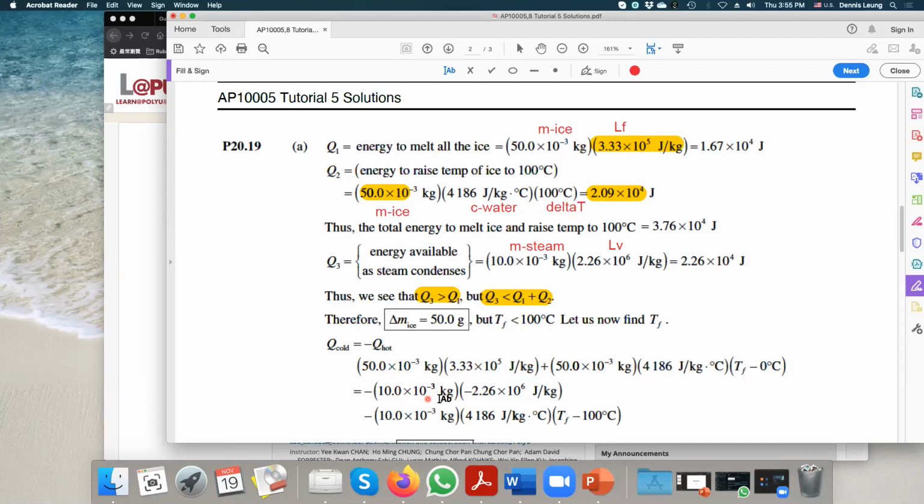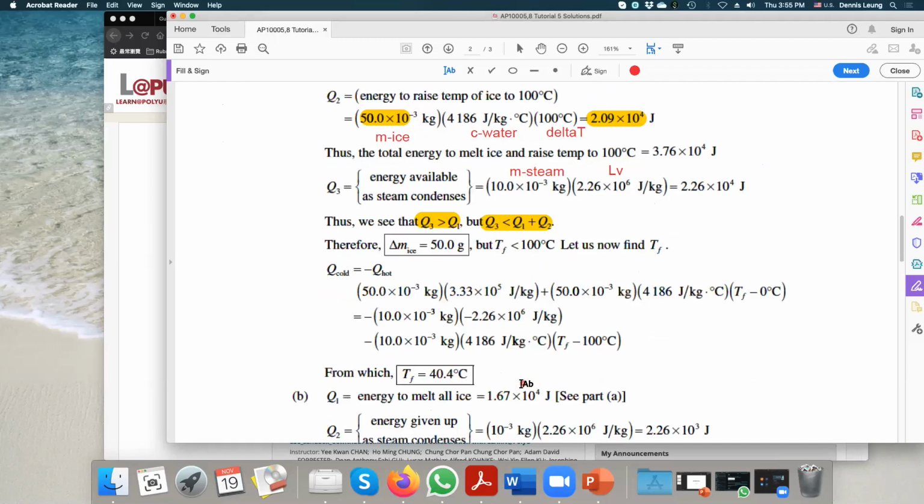Minus Q hot refers to the energy given up by the steam when it condenses in the water, together with the energy of the 100 degrees C water, originally being steam. Now it is lowering in temperature from 100 degrees C to some final temperature. So that is how we decide the final temperature in this case. So that would be part A of the question.